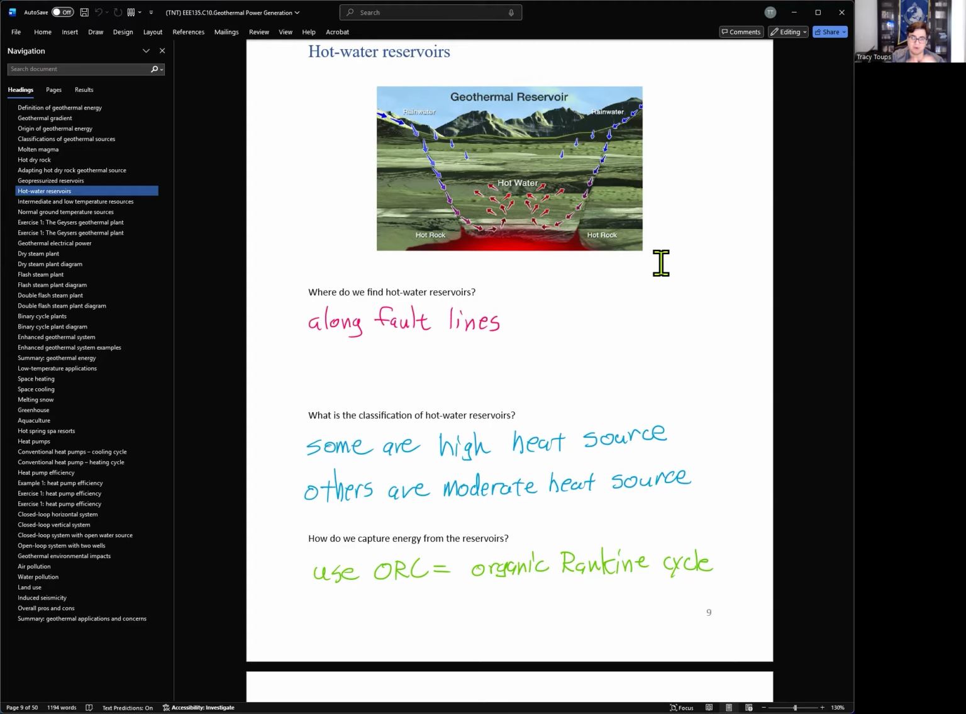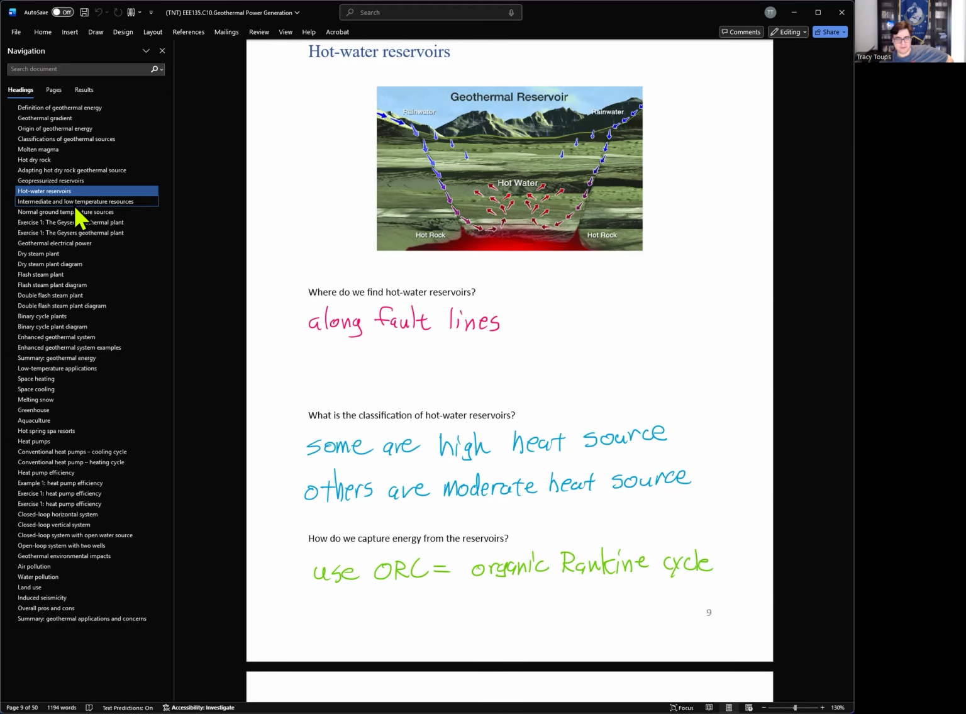We can use something called an organic Rankine cycle. Remember, Rankine cycle is using steam with a turbine to produce electricity, but this might not be hot enough for regular steam, so we can use an alternate liquid that has a lower boiling point to try to use this system. That's why this alternate liquid is typically some organic liquid. That's why it's called an organic Rankine cycle. Okay, so think about your standard steam generation plant. We just modified it a little bit for the lower temperature of the hot water reservoir. Okay.